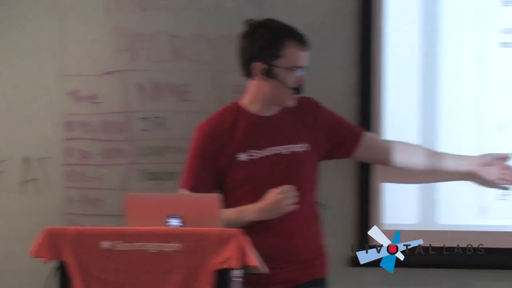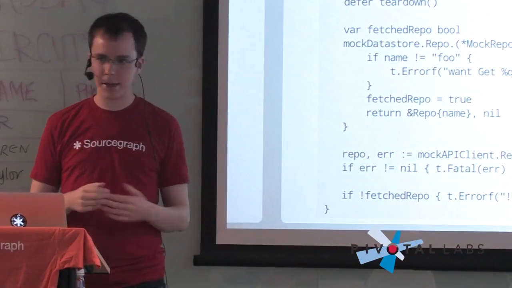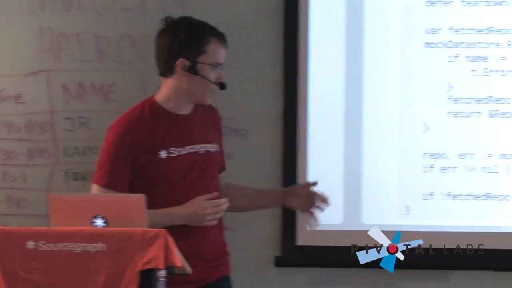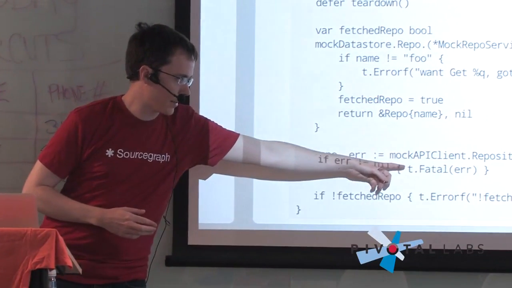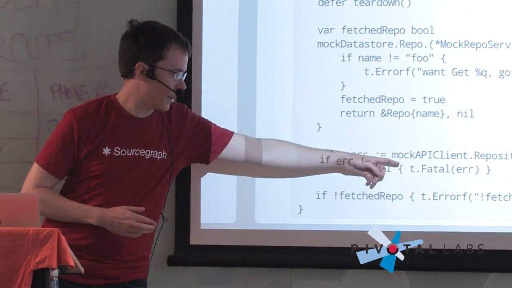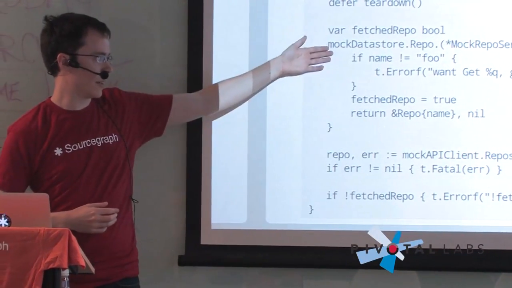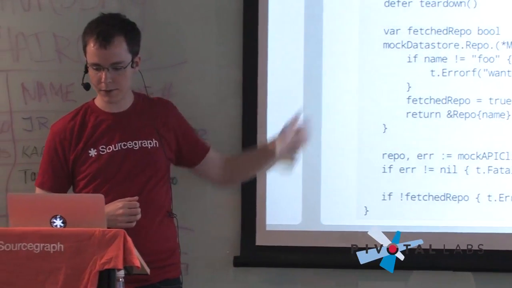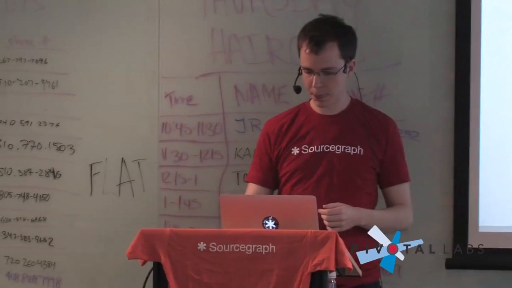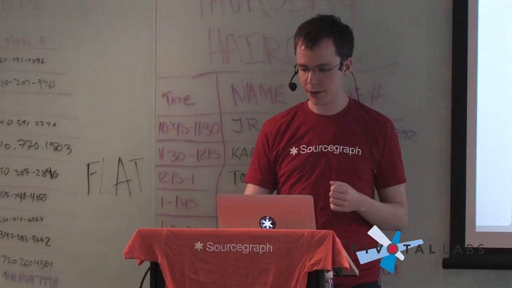And then what we're testing is the API client, and the API client, of course, hits the data store. And so, the code for API client repositories.get will eventually call the data store, and this is the method that actually gets called. So that's mocking in Go. That's how we do it.